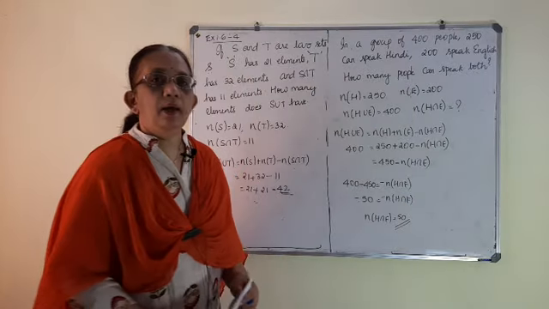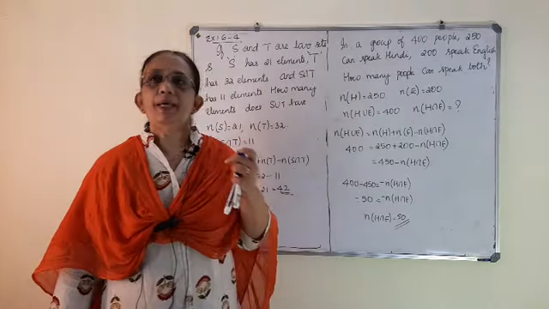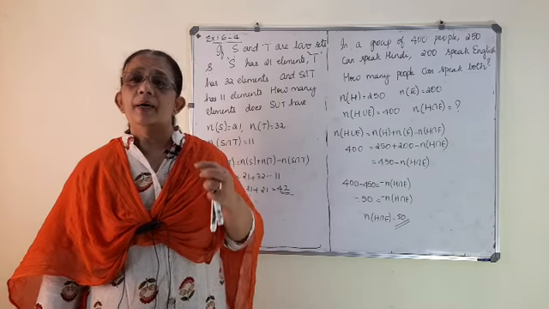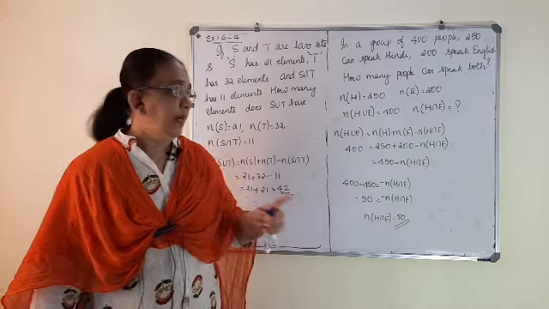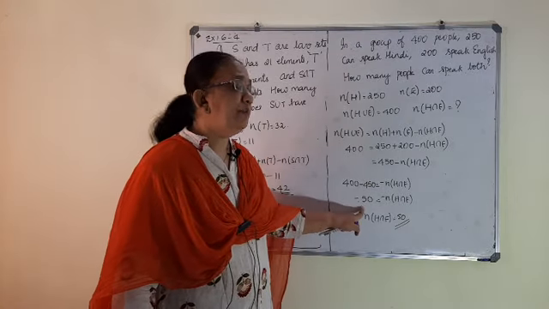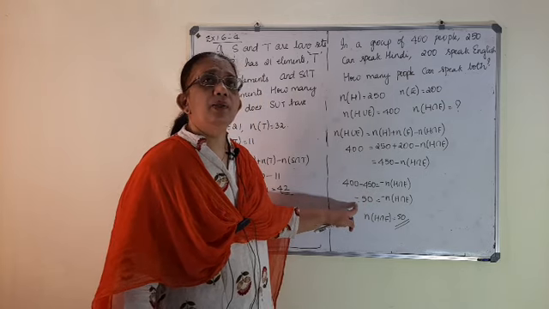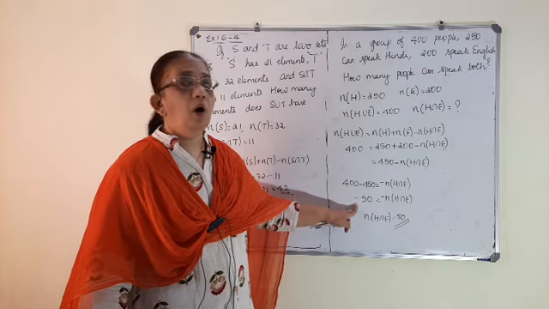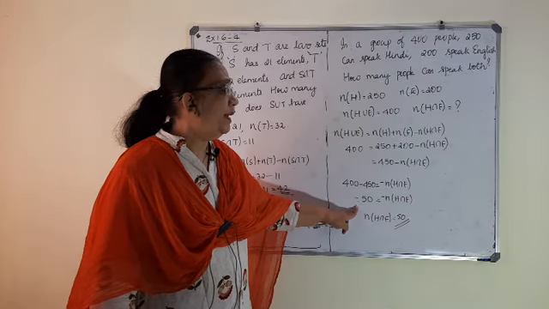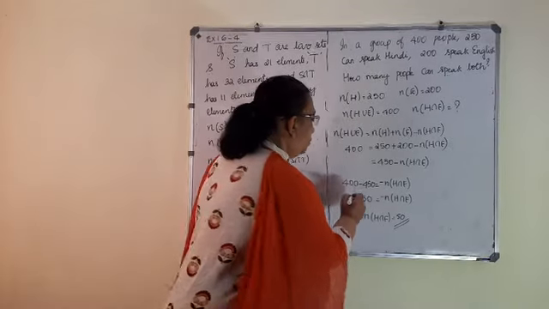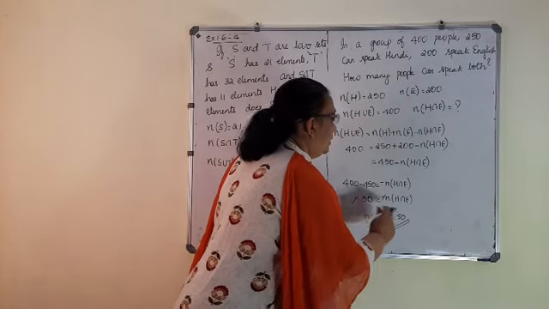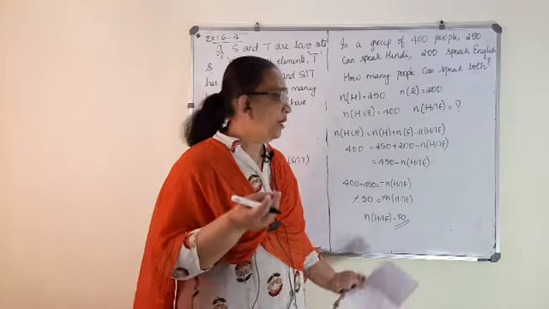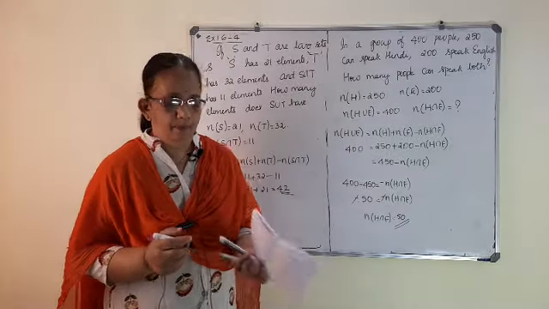Some of you may be wondering why I wrote all those steps. Here you are finding the number of people who speak both Hindi and English, and a number is always a positive quantity. In the last part, students may write n of H intersection E is equal to minus 50, which is wrong, because we are counting how many people can speak both. So the negative sign on both sides cancels, and n of H intersection E is equal to 50. Many of you know this, but for the sake of a few students, I am mentioning all the steps.